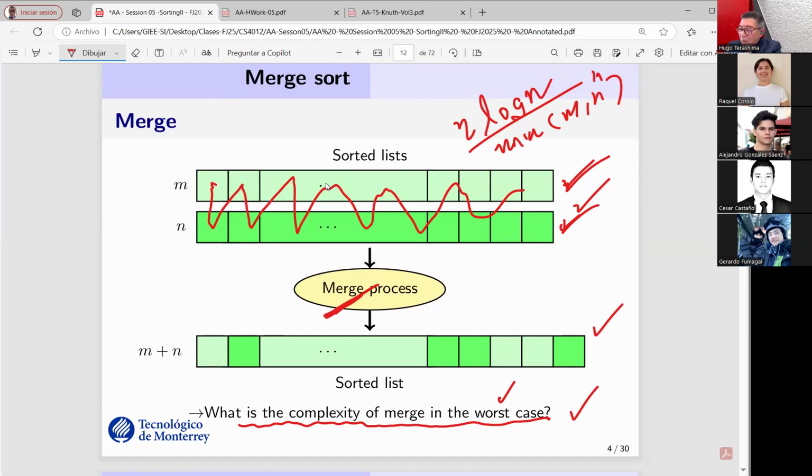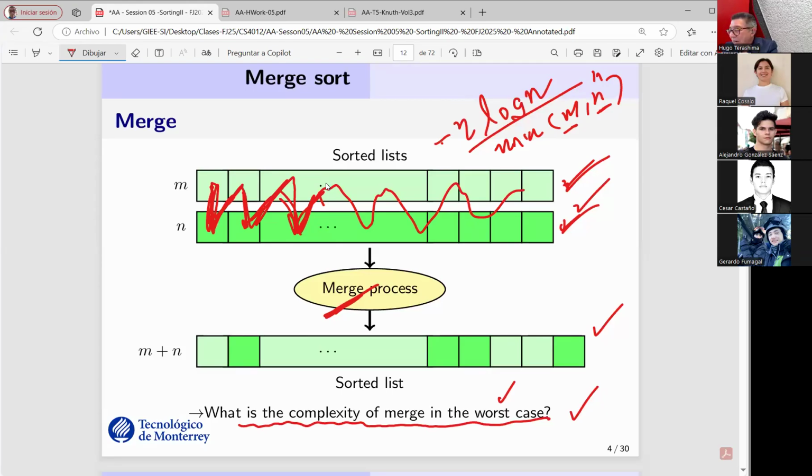Tell me. I do one comparison here, right? And two, and three, and four, and five, and six. How many? What is the number of comparisons that I need? Do you think that m is enough or n is enough?